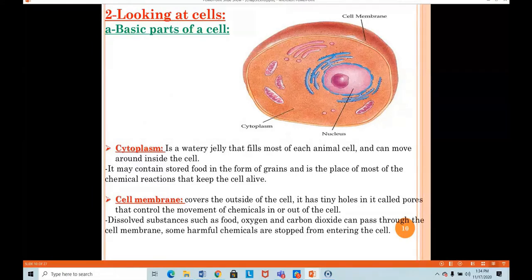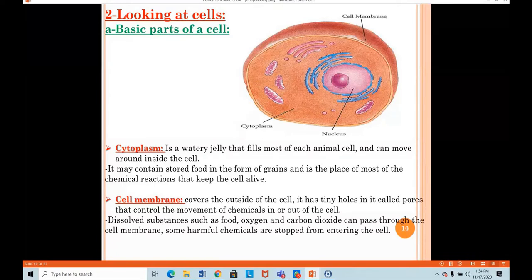Very good, excellent. They are present in a large size in the plant cell, large vacuoles. Why? Because they contain the cell sap, and obviously the plants have the sugar stored, and mineral ions and various other things. Plants make their own food, so they have large vacuoles compared to the animal cells. Very good answer, Fatma.